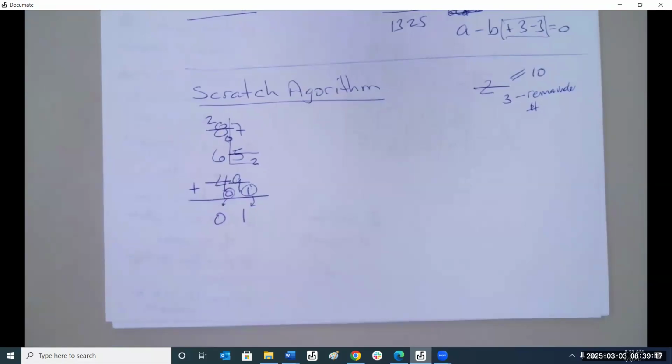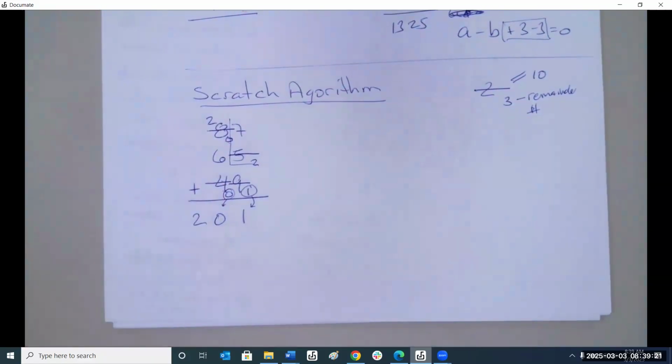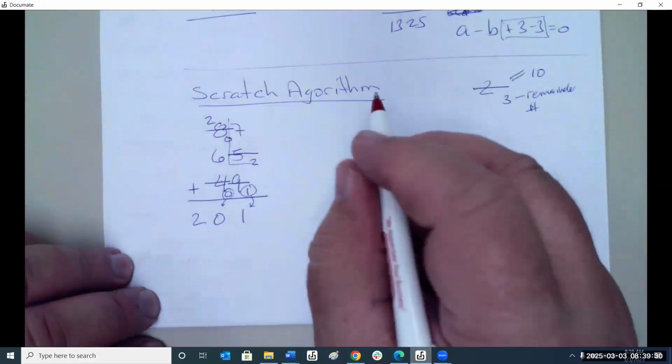So what number gets carried forward? Yeah, 1, 2. So that gets carried forward. That's 201. Let's do another one.